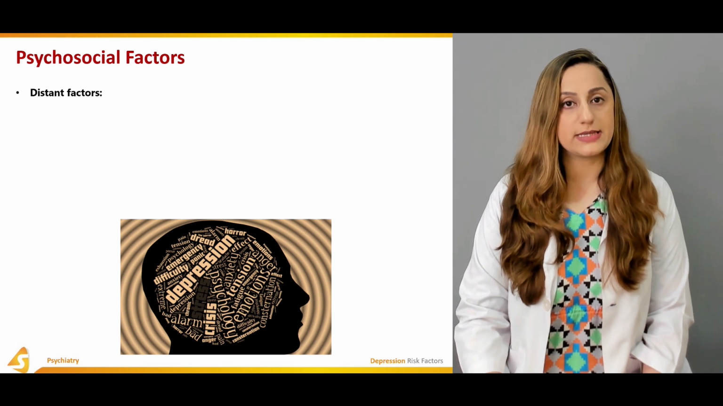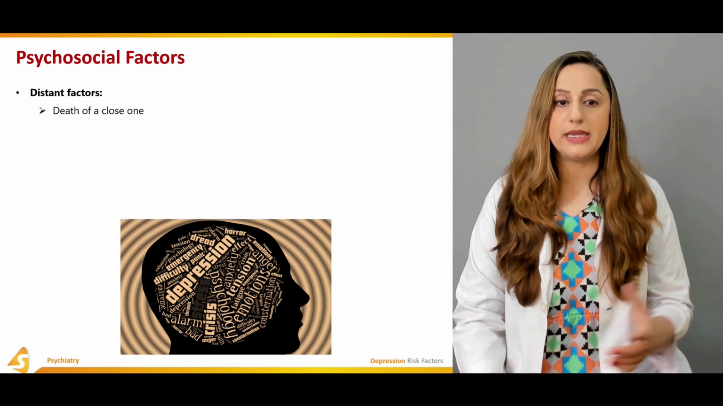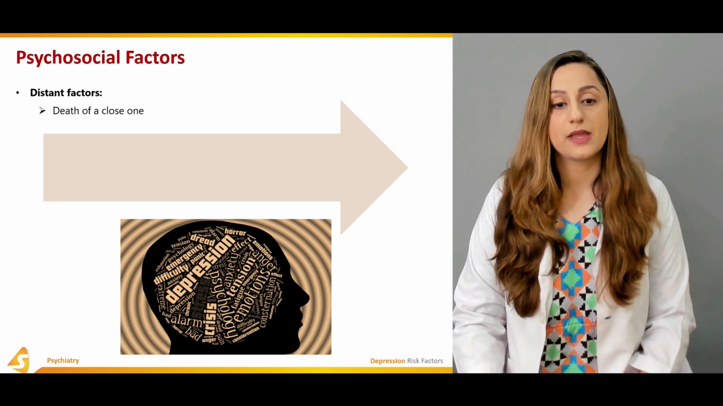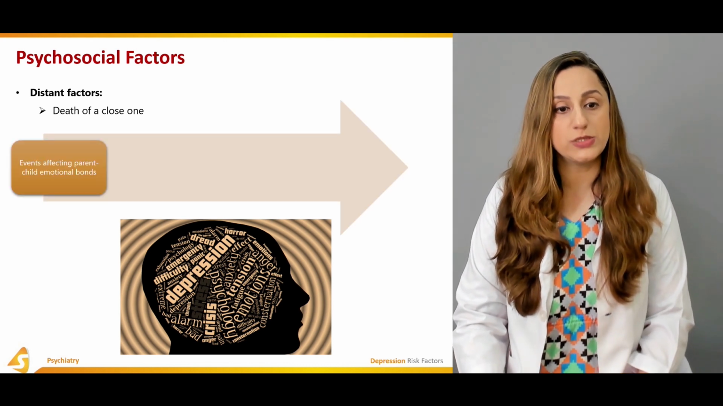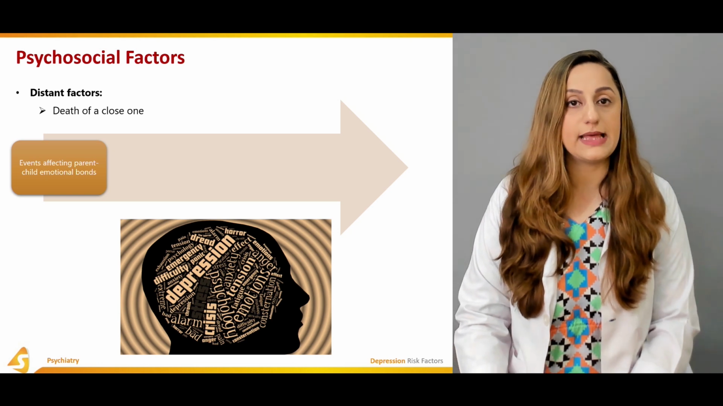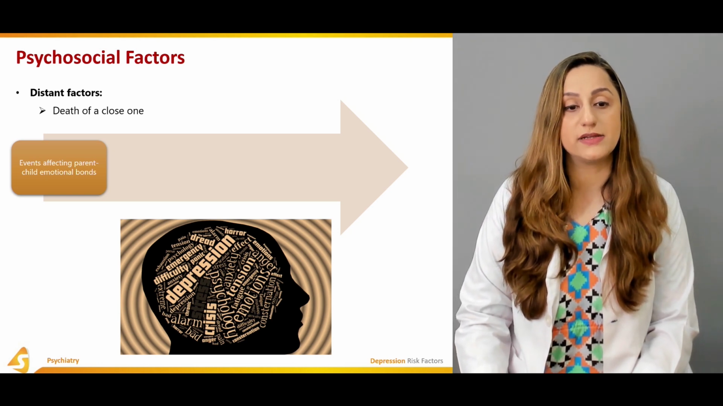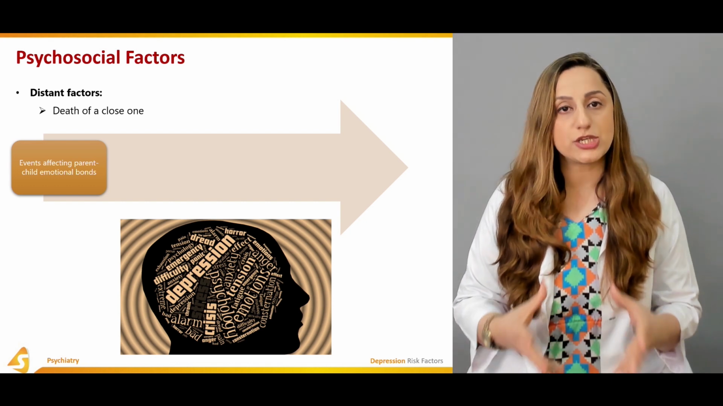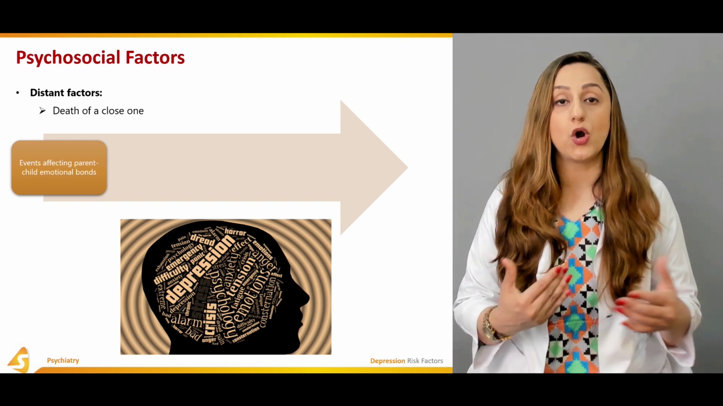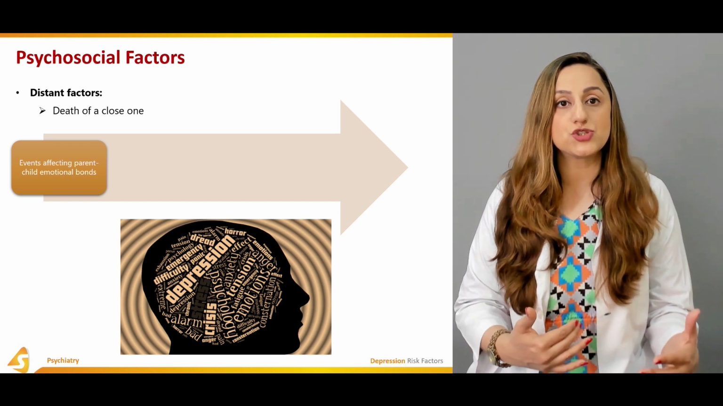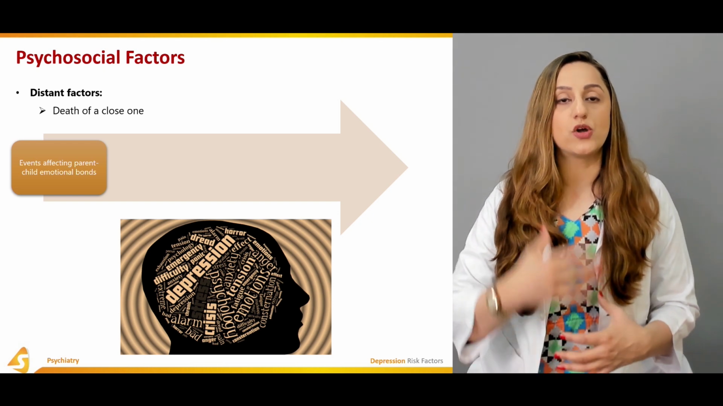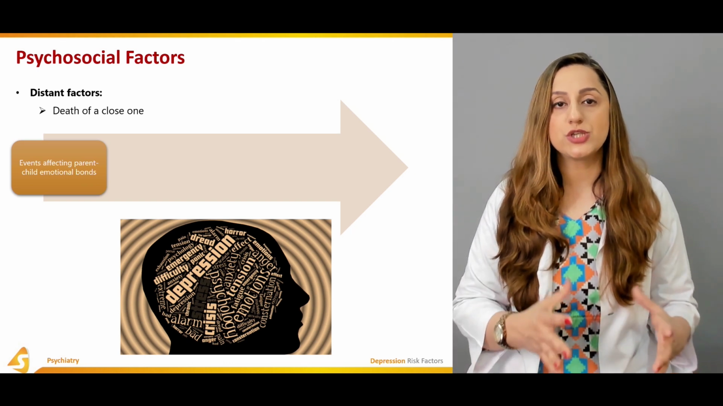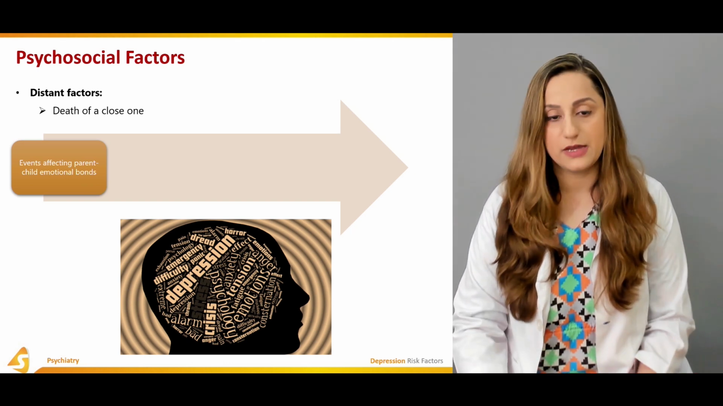Talking about the psychosocial factors, it can be the death of a loved one or a relative, or the mother or the father, who play major pivotal roles in the life of a person. And then we have events affecting the parent-child emotional bonds. It can be the separation of the parents, or even long-term, long-distance relationships, that is, the father or the mother being in a long-distance relationship with the child. It is going to affect the personality of the child finally.